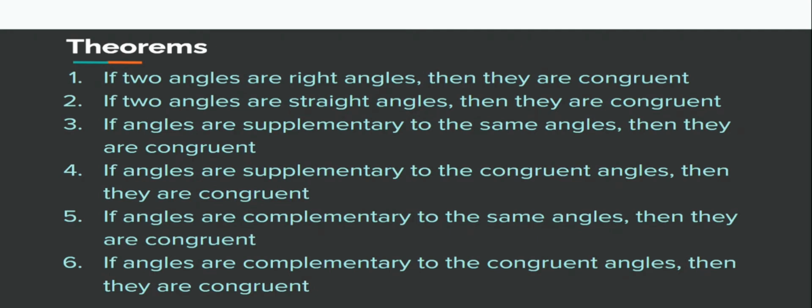Theorem 4 states that if angles are supplementary to congruent angles, then they're congruent. If we take four angles, angle A, angle B, angle C, and angle D, with angle C and D being congruent to each other with a measure of 70 degrees, and we know that angle A is supplementary to angle C and angle B is supplementary to angle D, then we will realize that angle A and angle B are supplementary to an angle with measure 70 degrees, and therefore both of their measures is 110 degrees and thus can be concluded to be congruent.